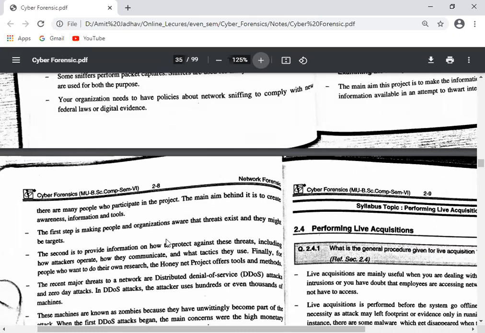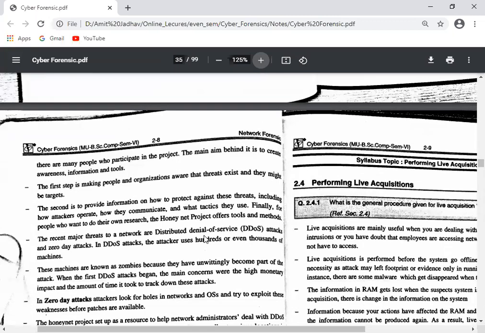The first is making people and organizations aware that threats exist and that they might be targets. So first, this project is useful to make people aware of network forensics or the network attacks that are performed in day-to-day life. If people are aware, then they can take care of such types of incidents.